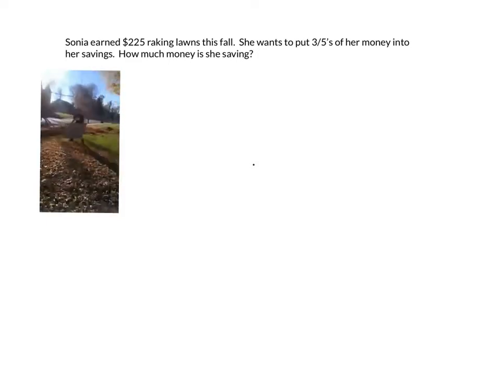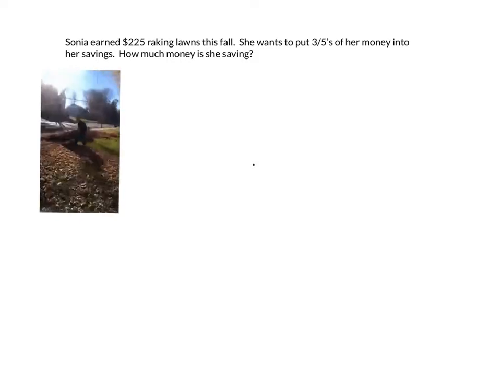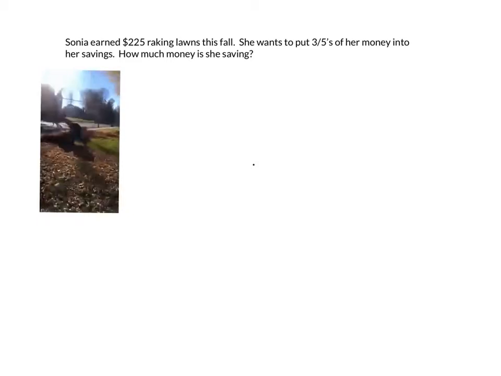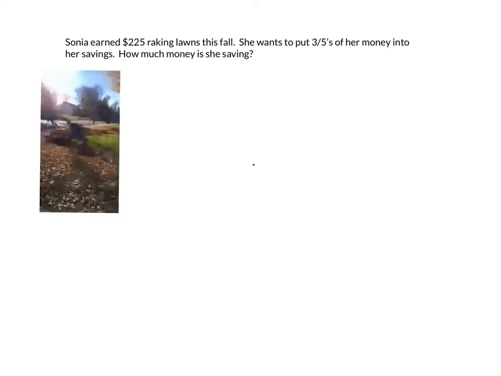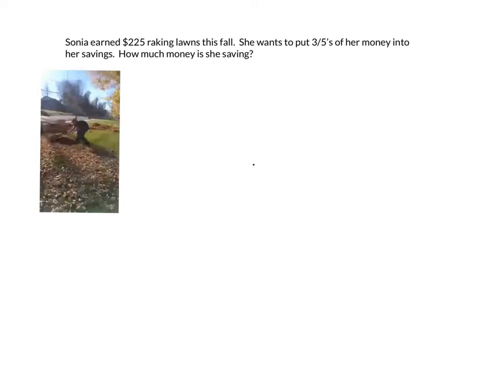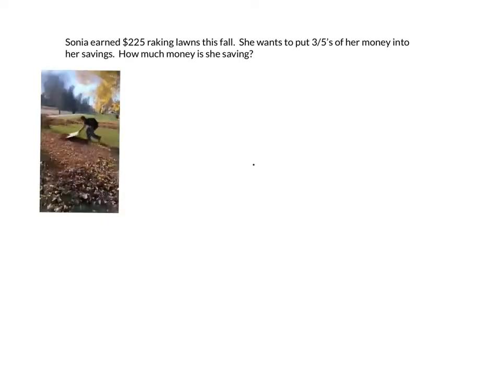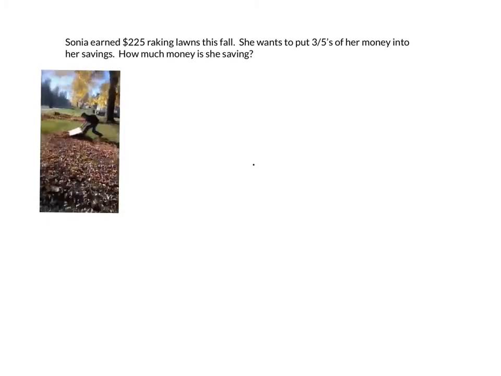So for example, like 2 times 3/5, you can draw out two groups of 3/5 fairly easily. But it becomes a little bit more problematic when we start talking about larger numbers. So that's kind of the focus of what we're going to be looking at today. So just briefly, I have a problem here. If Sonia earned $225 by raking lawns this fall, and she wants to put 3/5 of her money into her savings, we want to know how much money she is saving.